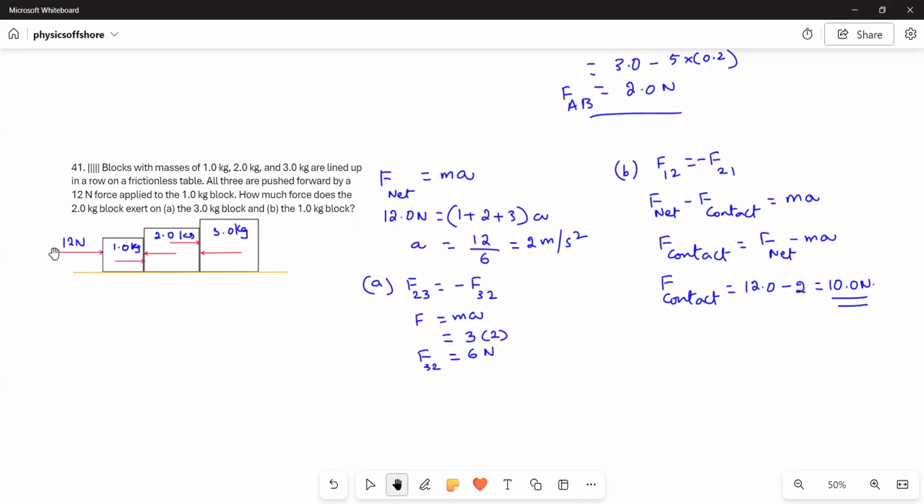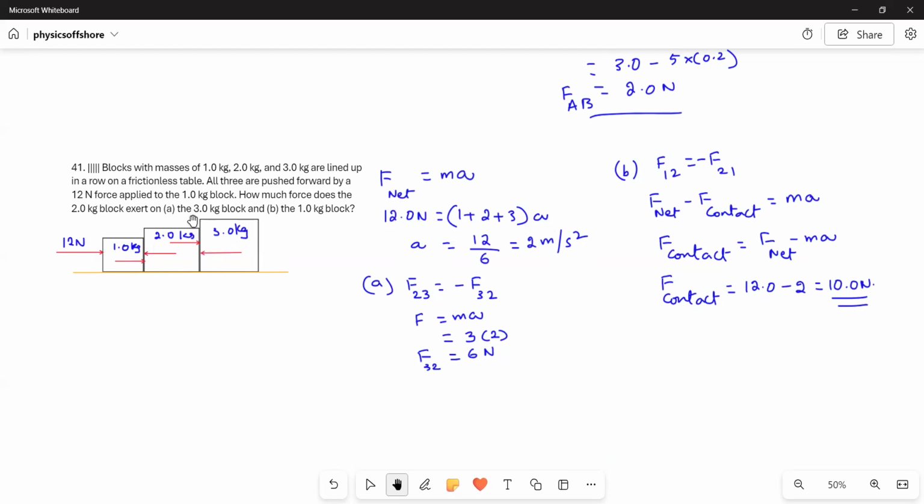Now 12 newtons is the net force and F12 is equal to F21. Similarly, F23 is equal to F32. Okay. So I wrote the same thing here. This is also based on, I need not say, Newton's third law and second law. So what is the F net? 12 newtons is equal to ma. Mass is total mass. 1 plus 2 plus 3, that is 6 kilograms. 12 newtons is equal to 6a. Therefore, a is equal to 2 meters per second square.